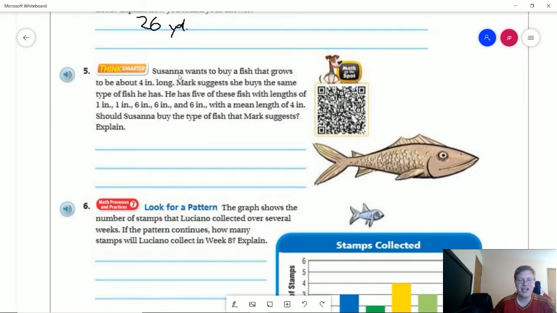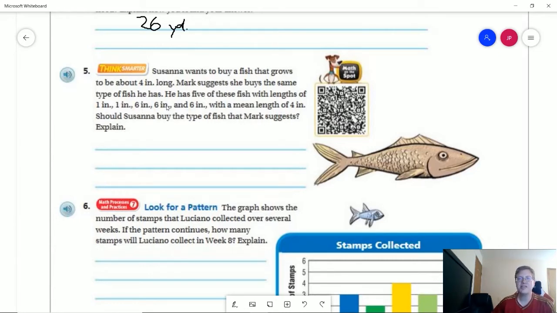Number 5, we're back to a question that does work with statistics. Susanna wants to buy a fish that grows to be about 4 inches long. Mark suggests she buys the same type of fish he has. He has 5 of these fish with lengths of 1 inch, 1 inch, 6 inches, 6 inches, 6 inches, with a mean length of 4 inches. Will this work? So think about that.